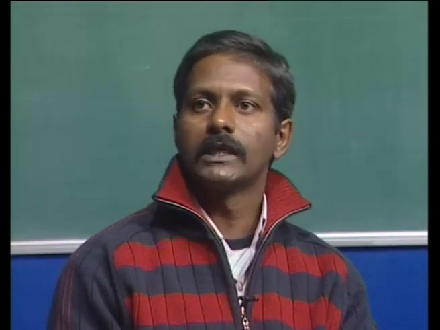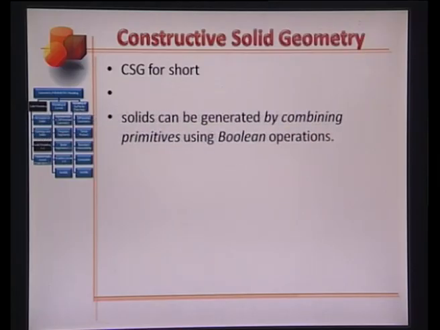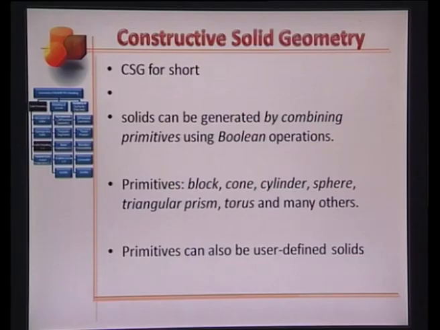The next technique is called the constructive solid geometry, CSG for short. It is based on this basic premise that solids can be generated by combining primitives using Boolean or set operations. We have seen those operations before. I refer to addition, subtraction, union, and intersection like set operations here. Primitives can be block, cone, cylinder, sphere, a triangular prism, a wedge, a torus, and many others. Primitives can also be user-defined solids that one can design and store in a library of a solid modeler.